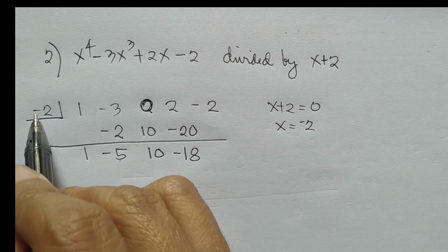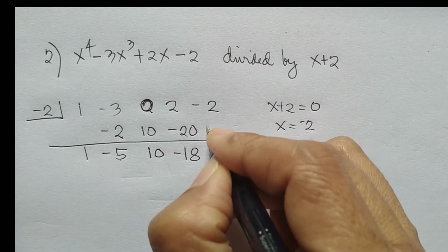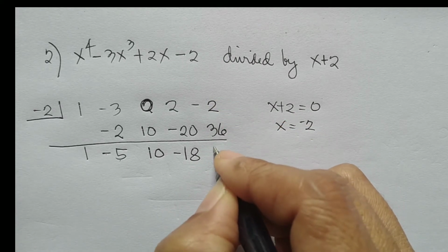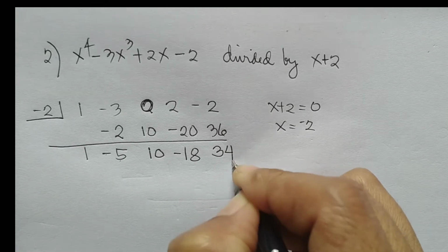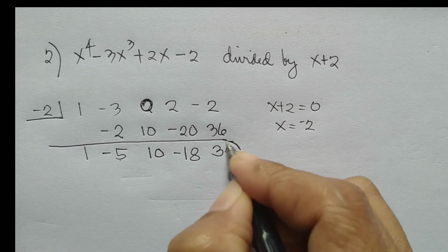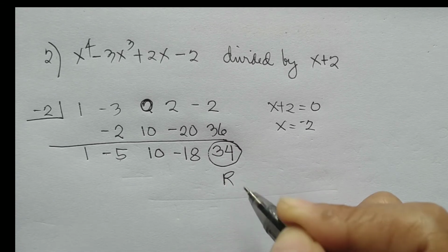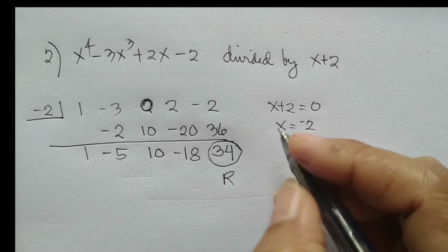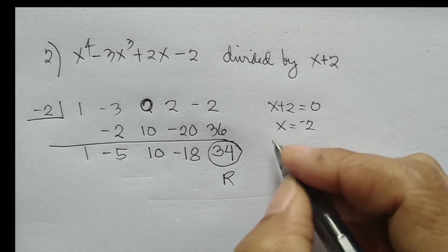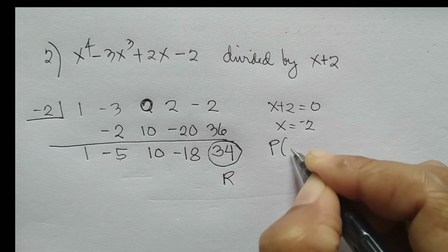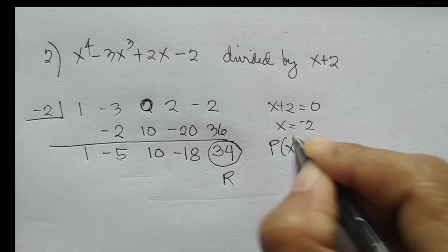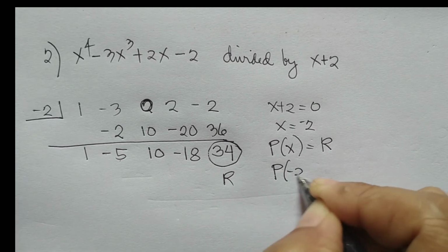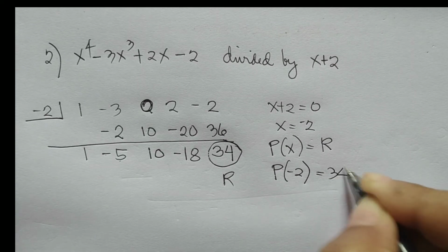Negative 18 times negative 2 is positive 36, and then you add it to negative 2, it gives us positive 34. So 34 here is our remainder. Let us check if it holds true for P of negative 2, it will give us 34. So P of x is equal to our remainder. That means P of negative 2 will give us 34. Let us check.